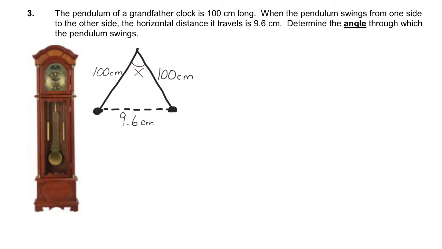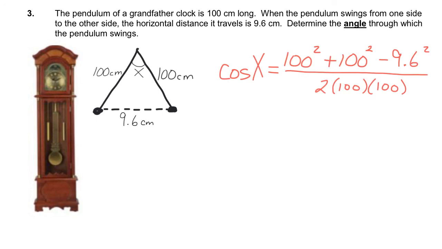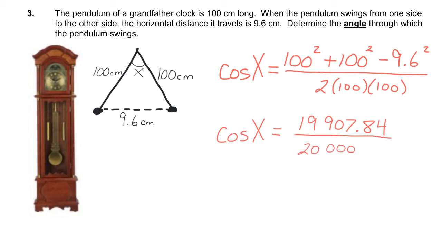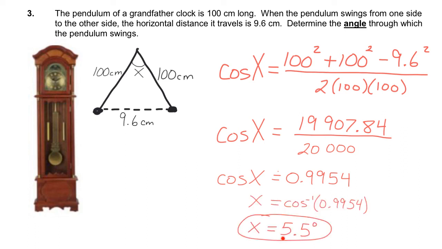So I can use my cosine law to solve this. So I just use my cosine law written in this way to solve for my unknown angle. So my unknown angle is x. The side that's opposite the x is the 9.6 centimeters. So that is the side that I put in this position. The other two sides just go in the other two sides spots. So now I just do the math, do the top, do the bottom, divide, and then I have to remember to do my inverse cosine. So I get an angle of 5.5 degrees.